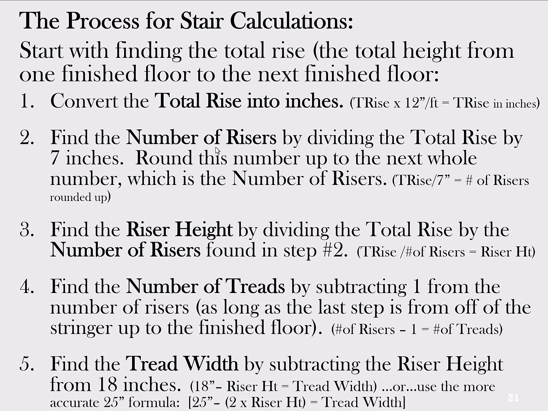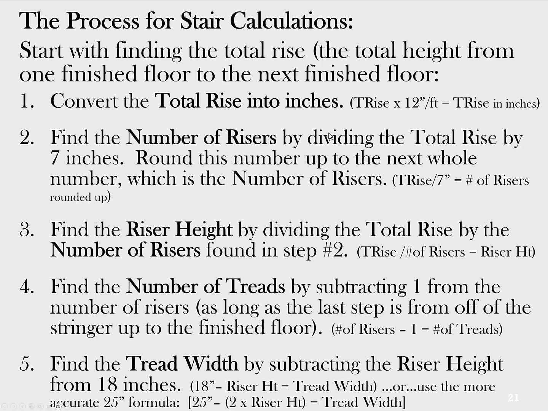And then in step 2, we'll find the number of risers by dividing that total rise number in inches by 7 inches. You can't take a foot dimension and divide by inches. They all have to be the same units. So you take the total rise, whatever that number is, it's a bigger number, divide by 7, and that'll give you a number that you need to then round up to the next whole number. That's similar to the studs and joists and rafter problems too. So again, now you need a whole number of risers.